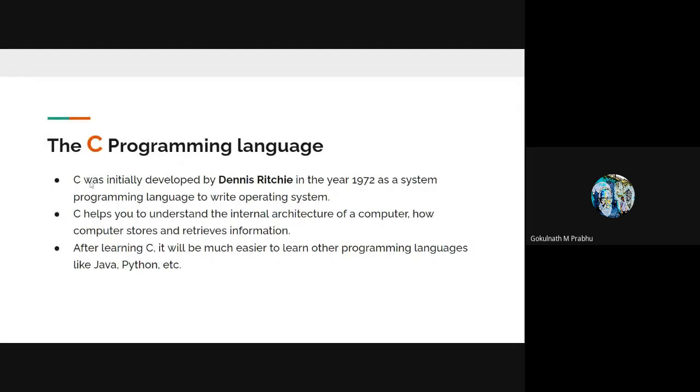C was a programming language developed by Dennis Ritchie. He's the person who developed this language, and it's a really old language. It was released in the year 1972, so it's definitely older than anyone in this meet. I think we are all 2000s kids, so this is a really old language, but still it's really popular even to this date.